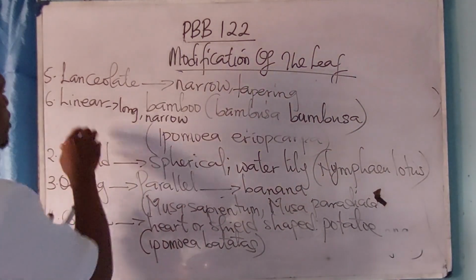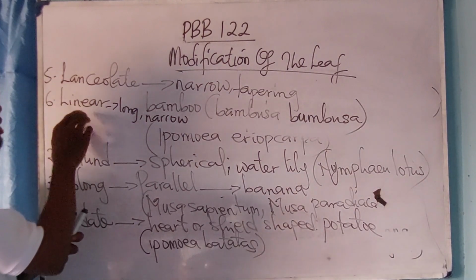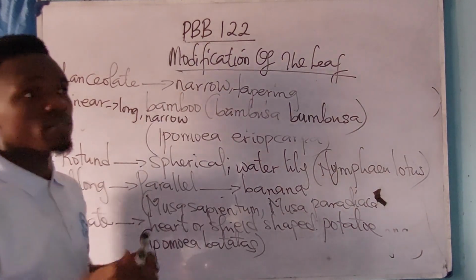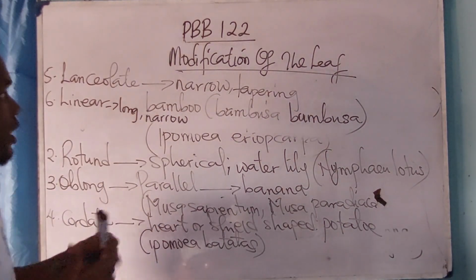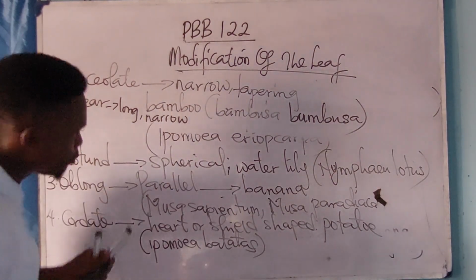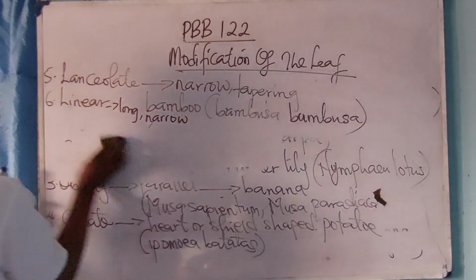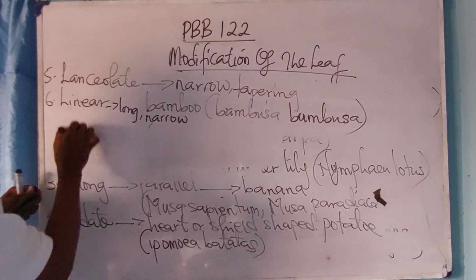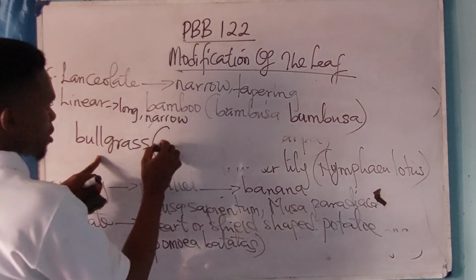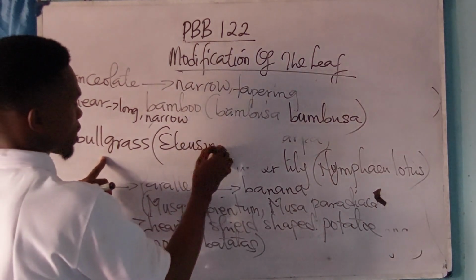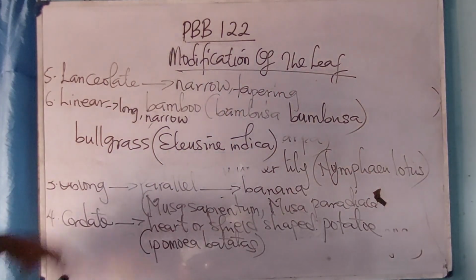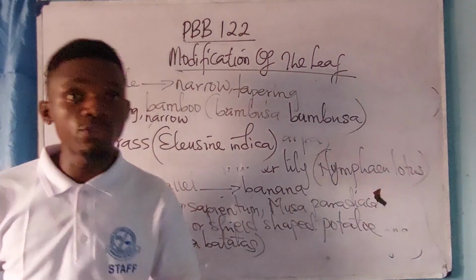Now I said a leaf is said to be linear when it is long, narrow, and when it is 5 times as long as it is wide or broad. An example of a plant that possesses this linear leaf is bull grass. Bull grass is called Eleusine indica. So these are the various types of leaves based on shapes.